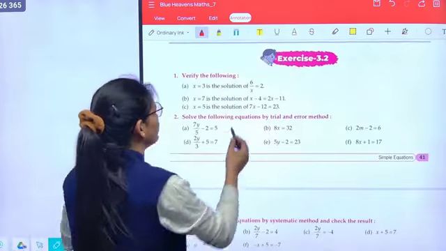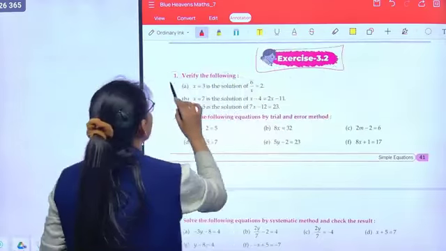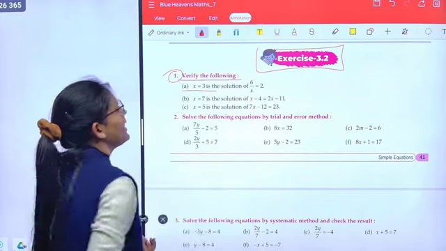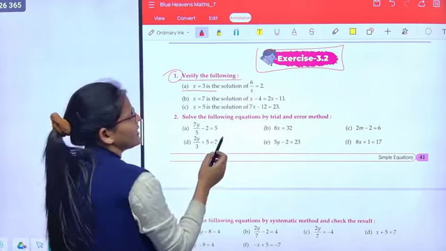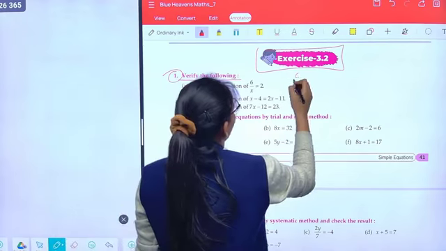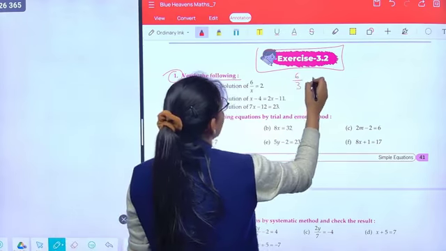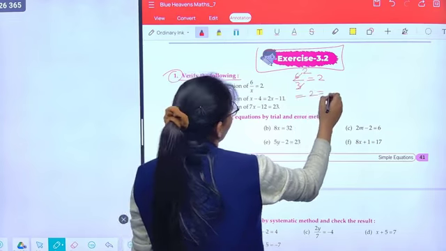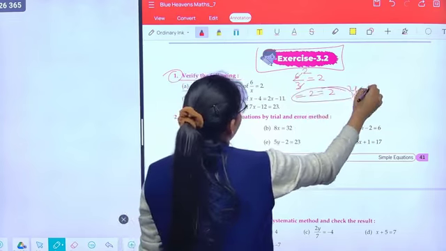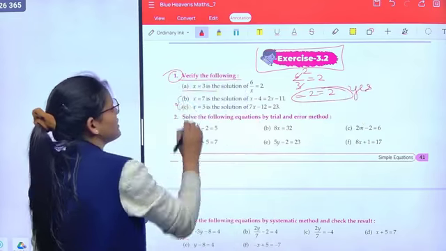Come on, exercise 3.2, question number 1, verify the following. x is equal to 3 is a solution of x plus 6 upon x is equal to 2 plus 6 upon x. की जगह रखूंगी 3 is equal to 2. Now 3 2s are 6. 2 is equal to 2 plus, yes, verified. Now rest of the questions do yourself.